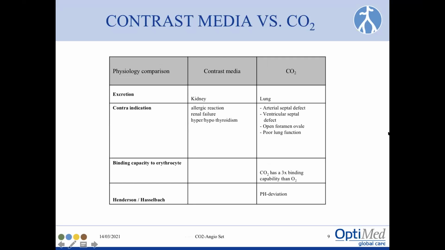A little bit more on excretion, quite obvious. Contrast comes out through the kidneys, which is why we are discussing all these things today. Carbon dioxide comes out through the lungs. As I've discussed already, there can be some allergic side effects and renal failure with contrast. Of course, there's a contraindication. And in carbon dioxide, if you have a poor lung function or an atrial septal defect or a ventricular septal defect, then you might find that it's not appropriate.